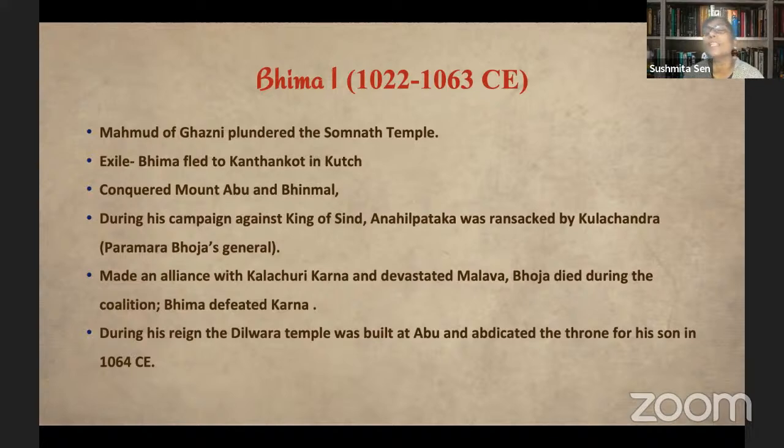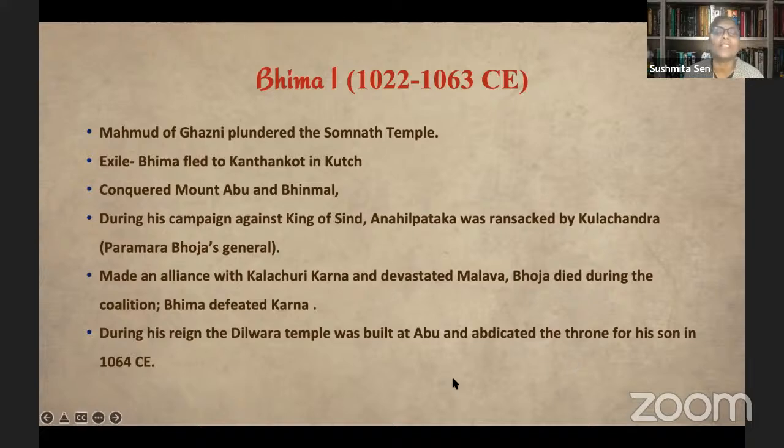And while he was on campaign against the Raja of Sindh, Anhil Pataka, that is his capital, was ransacked by Kula Chandra, the Parmara Bhoja's general. So what he did was he made an alliance with the Kalachuris, that is Karnadeva. And he asked him to invade from the east, and he will invade from the west. But in this process, Bhoja of Parmara died.